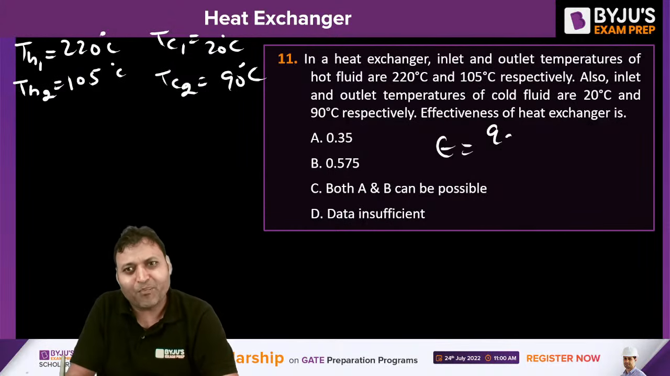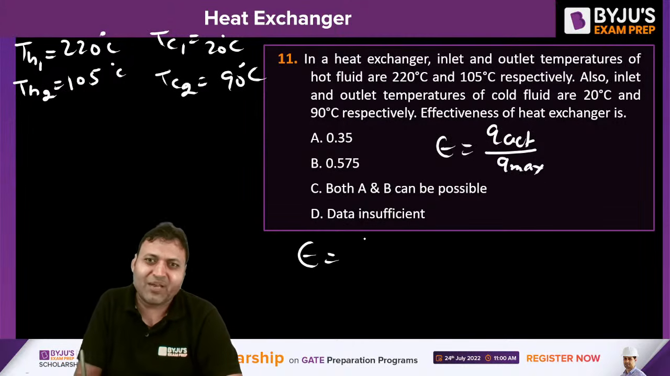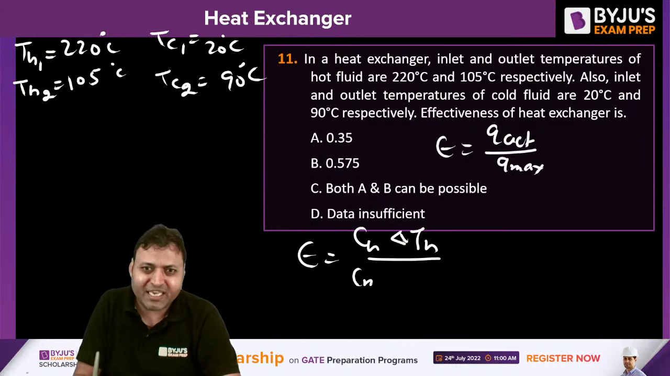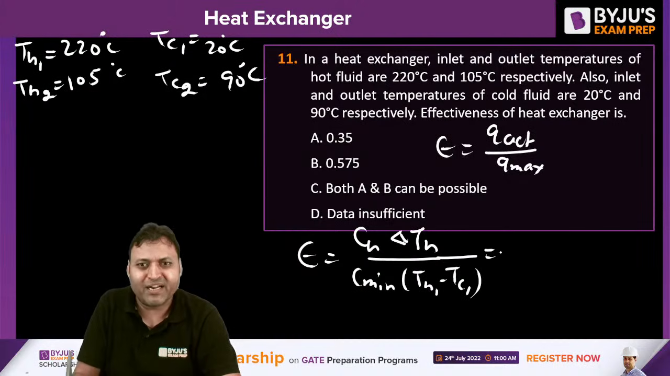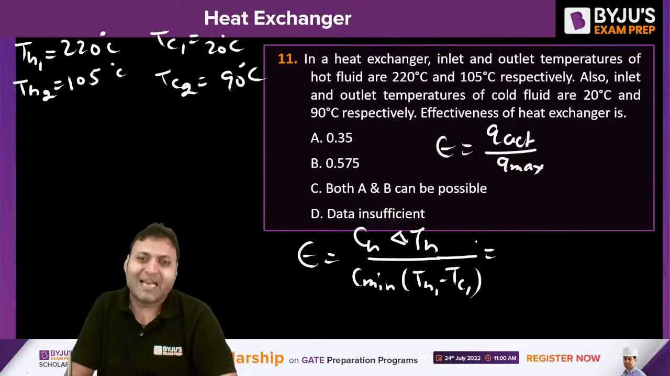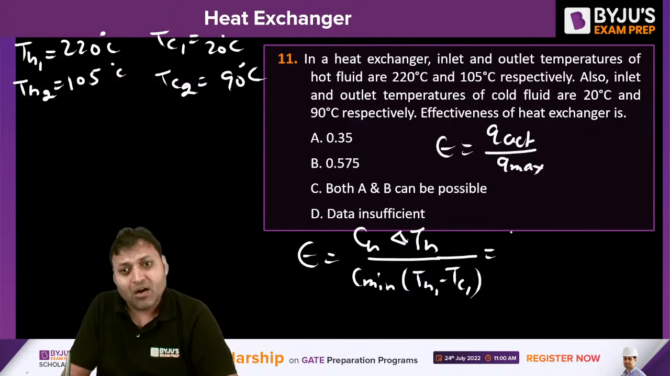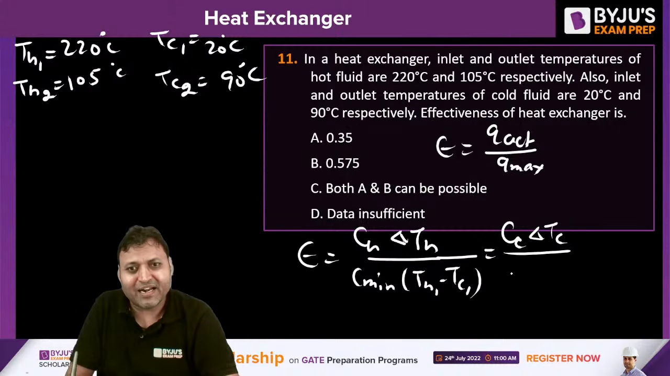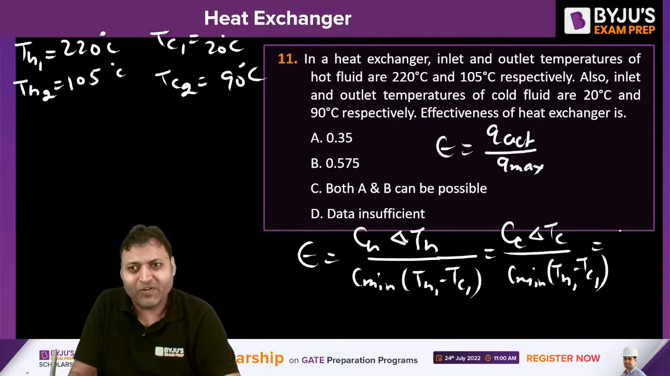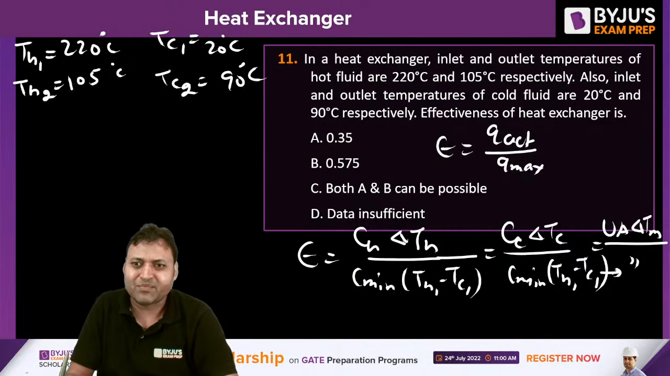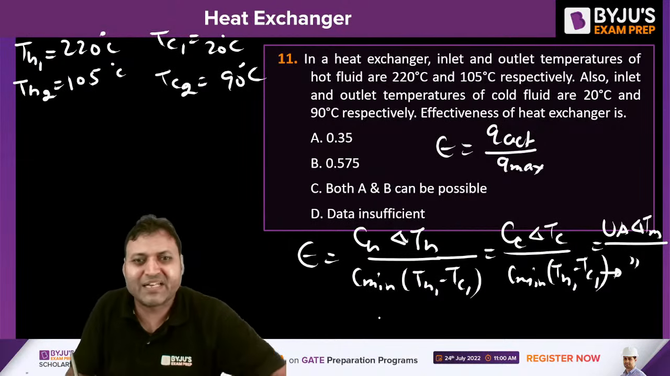Effectiveness is Q upon Q maximum. So effectiveness can be calculated as Q actual, CH into delta TH, upon C minimum into TH1 minus TC1. That is the denominator I have already discussed, for delta T max. Or CC into delta TC also we can write, over C minimum into TH1 minus TC1. Or we can write U into A into delta Tm upon the denominator, which will remain the same. That is how effectiveness can be calculated.